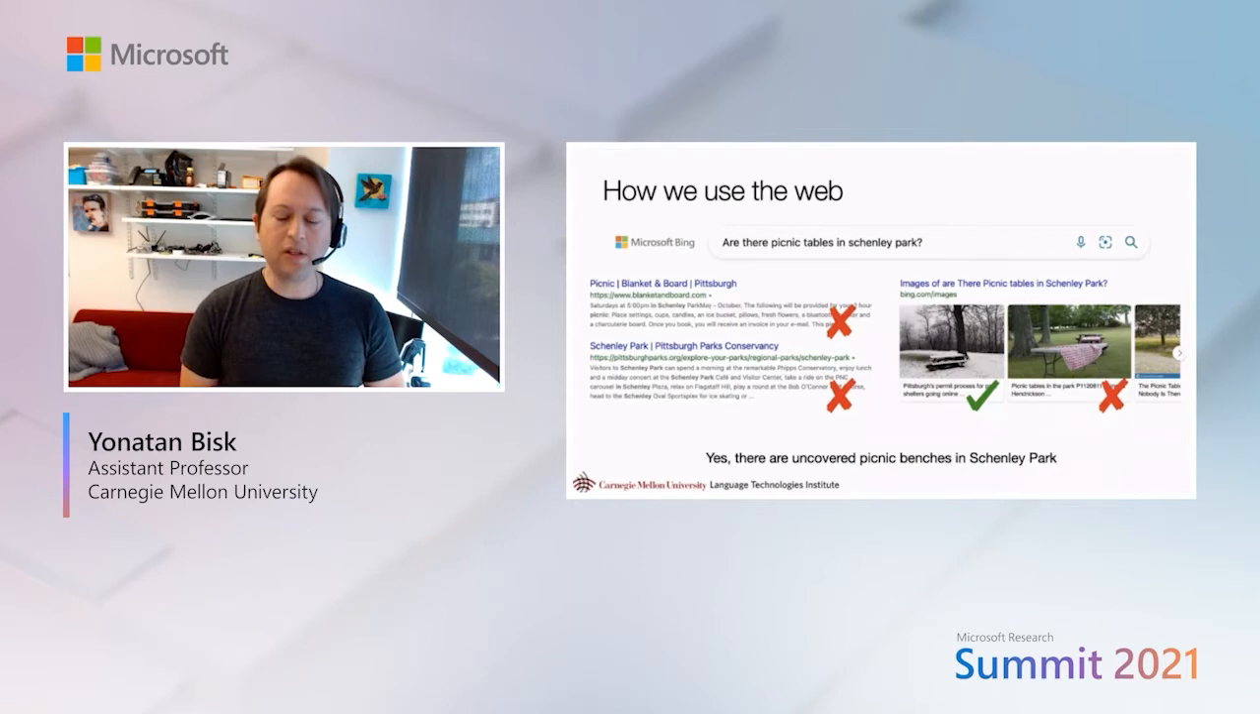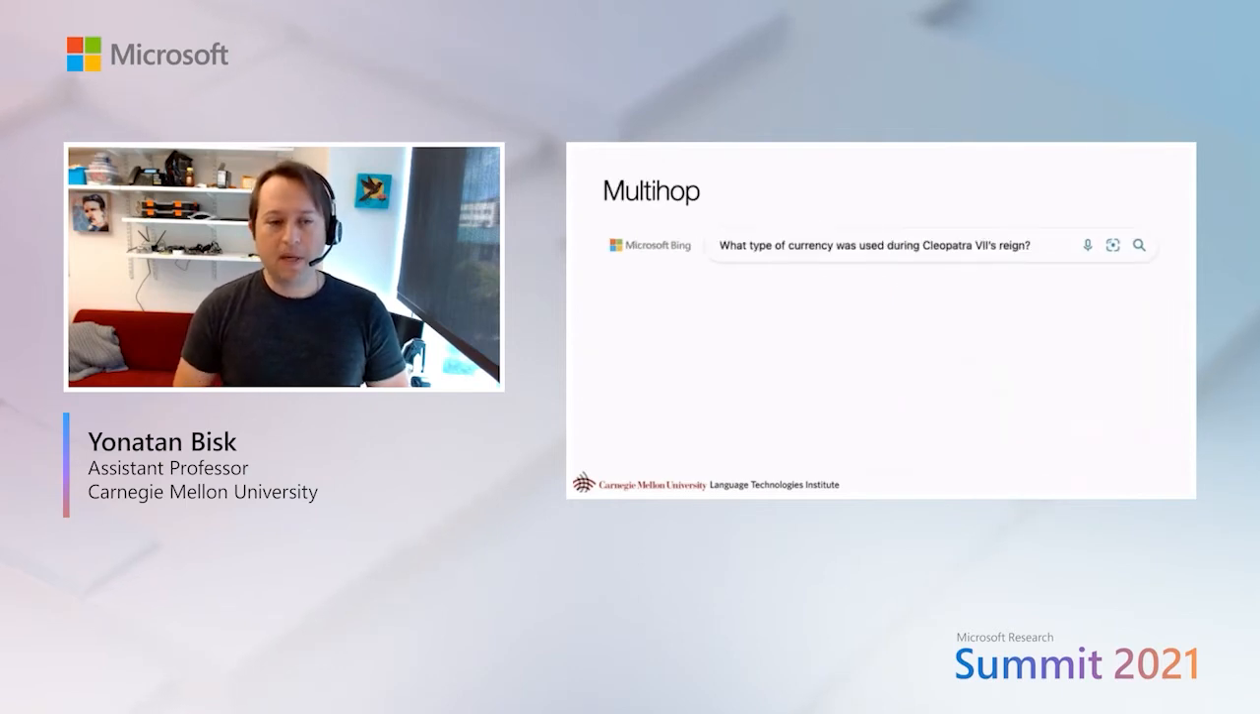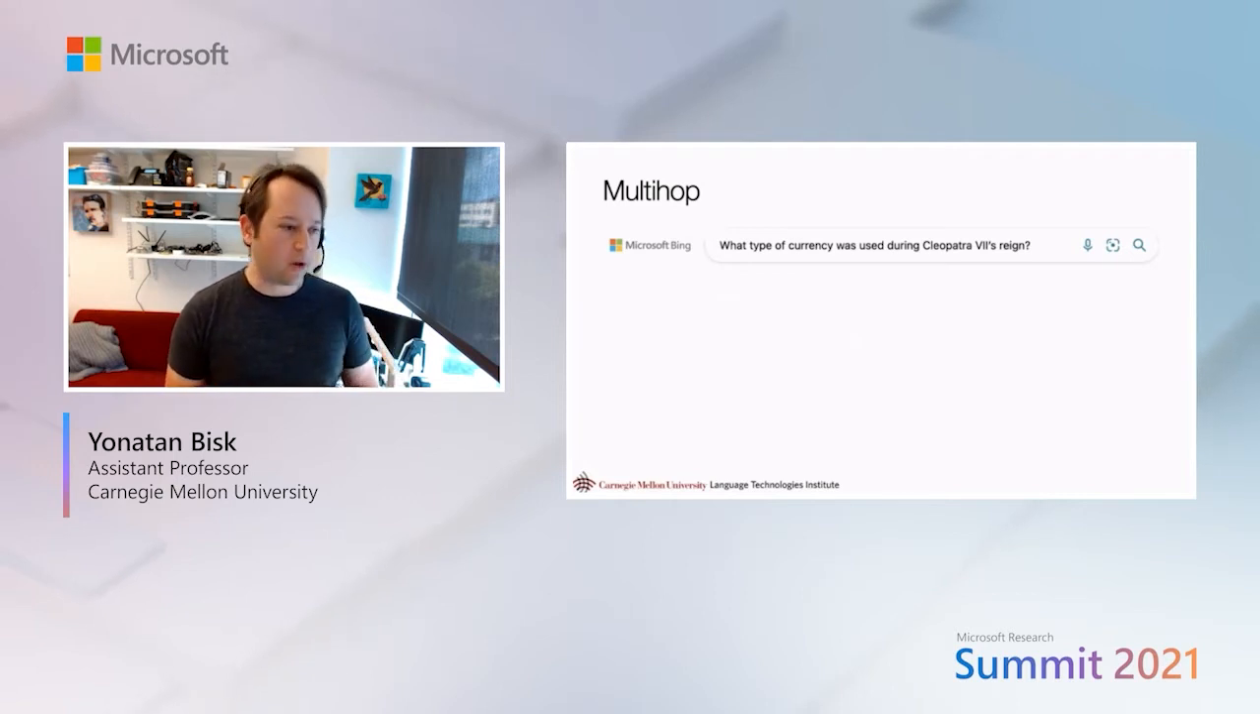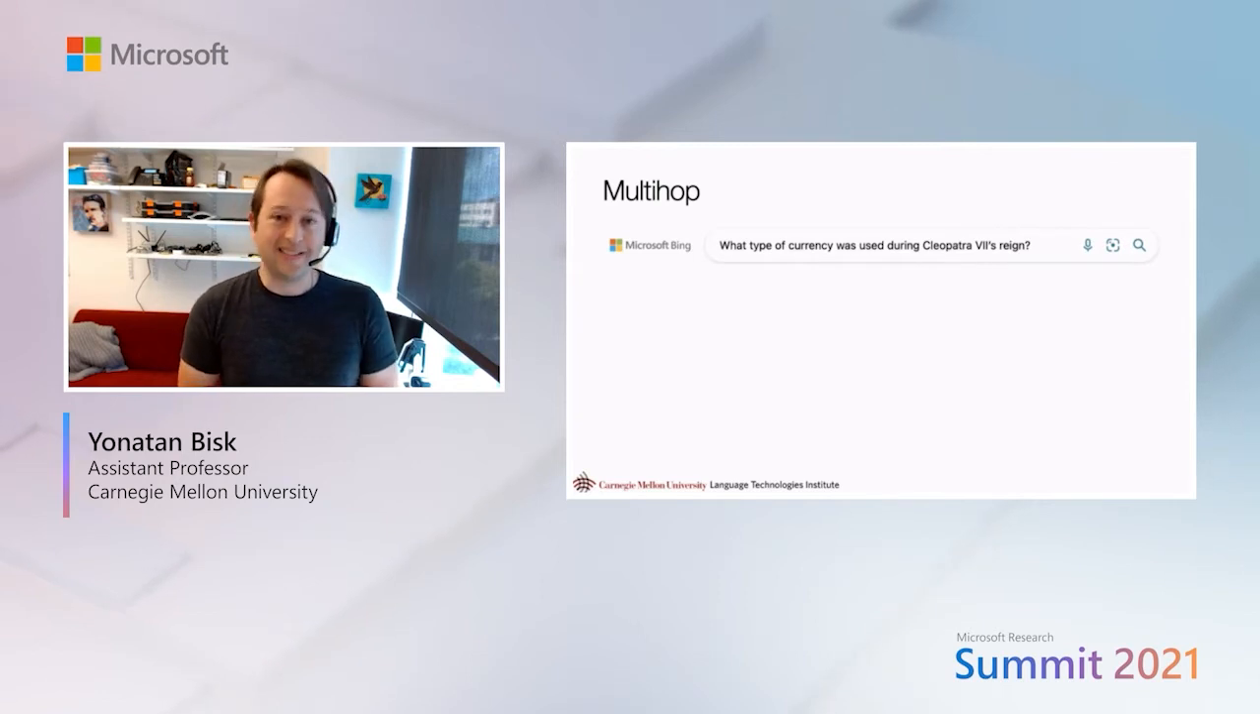Now, I also mentioned multi-hop in the title because there are also more complicated questions that we tend to see or that we might want to be able to ask a system. So for example, what type of currency was used during Cleopatra the Eighth's reign? It's a somewhat specific question. You can imagine these are the kinds of questions that children trying to cheat on their homework will tend to put into a search engine.